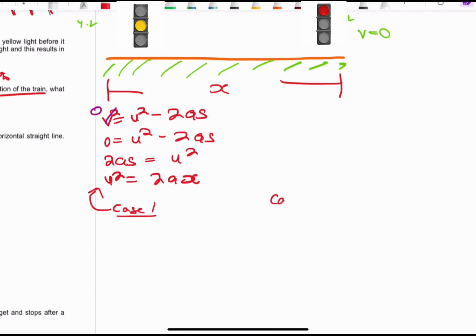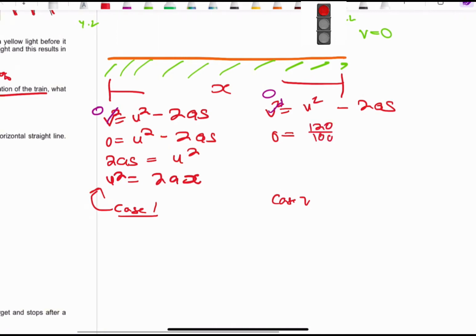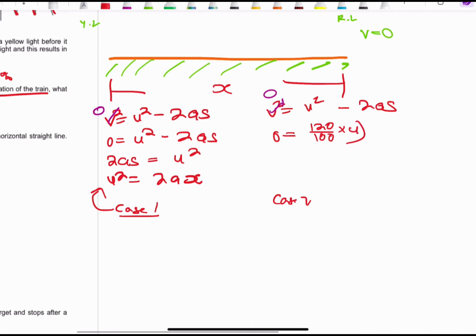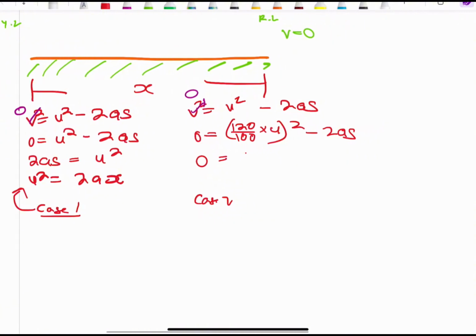Okay, moving on to case 2. We've increased it. We still have v squared is u squared minus 2as. We still expect the final velocity to be 0, right? So it's going to be 0. But this time we're changing this value of u. It's going to be 120%, which is 120 over 100 times u, all of that squared, minus 2as. So that's 0, which is equivalent to (1.2u) all squared, minus 2as.